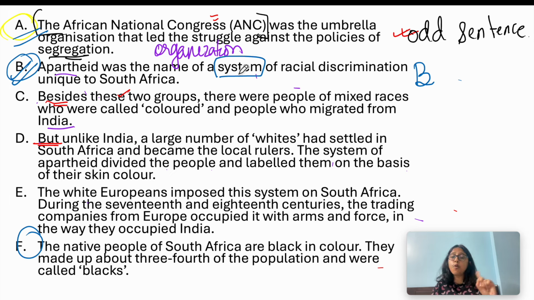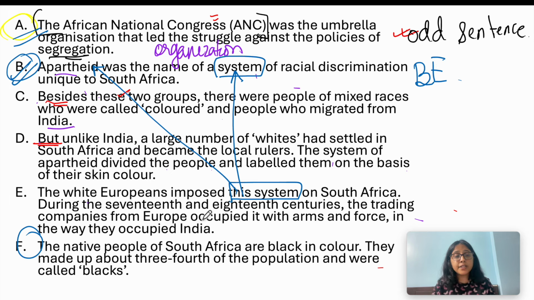And sentence E points at that system by using the term this system. The white Europeans imposed this system on South Africa. So here, this system means the system which is introduced in sentence B, apartheid. So E will come after sentence B. Okay. So the white Europeans imposed this system on South Africa during the 17th and 18th century. The trading companies from Europe occupied it with arms and force. It means what? Here it refers to South Africa.